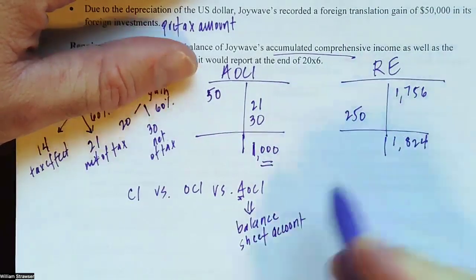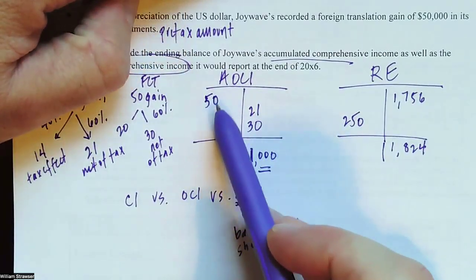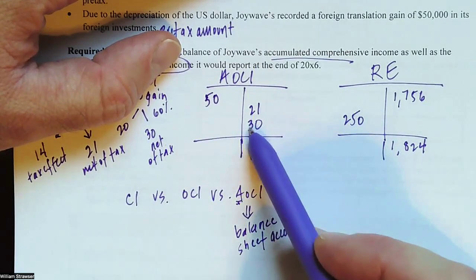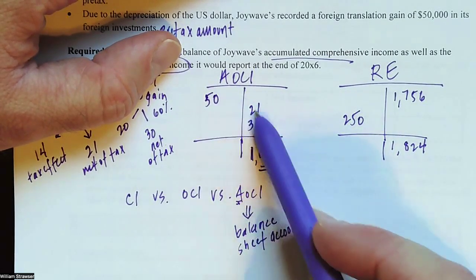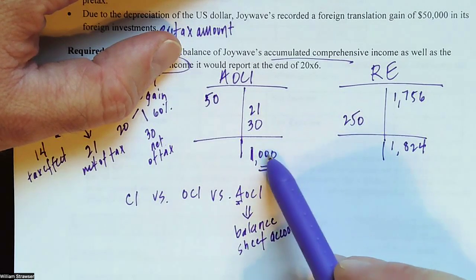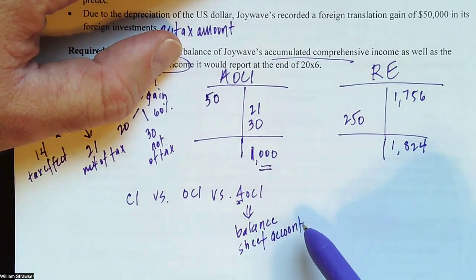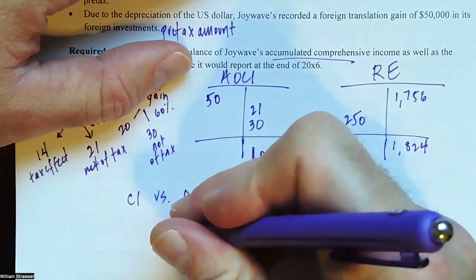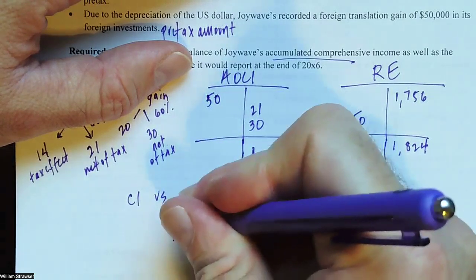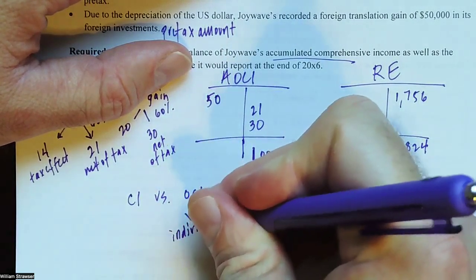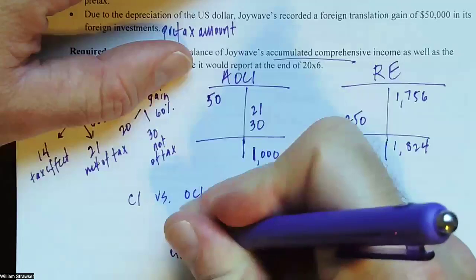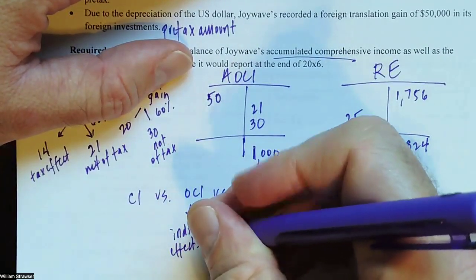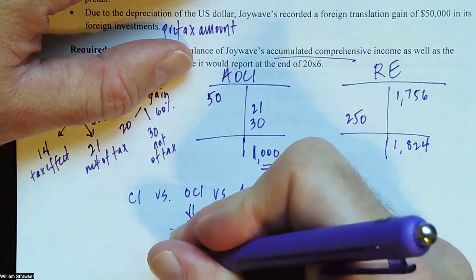That's exactly what happened up here. We had an accumulated unrealized loss of 50, but then during this period, we added in some gains. So the accumulated balance of AOCI is now a $1,000 gain. OCI are individual income effects, or individual effects to comprehensive income.